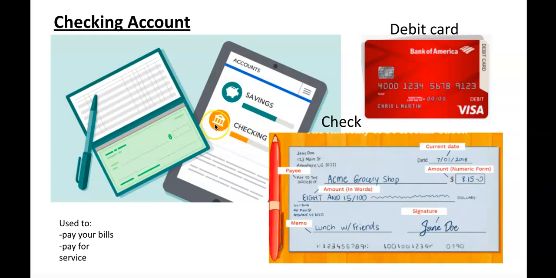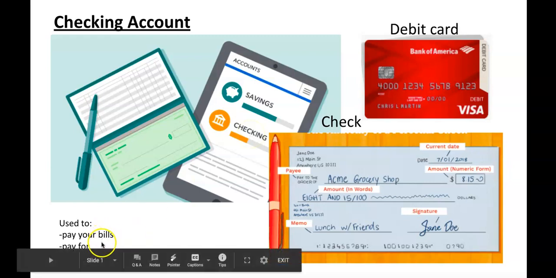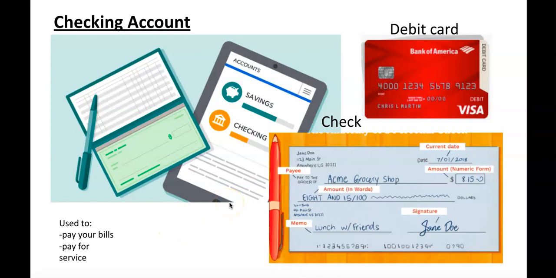Your checking account, you're not making money off of this. This is basically where you're going to pull money to pay your bills, or maybe you're going to pay for a service. For example, right now I'm having someone build a deck for me, so I could pay them using a check. Now, there are two different things that pull from a checking account. Your debit card pulls directly from your checking account, and also if you write a check, when that check is cashed, then that cash is taken from your checking account.